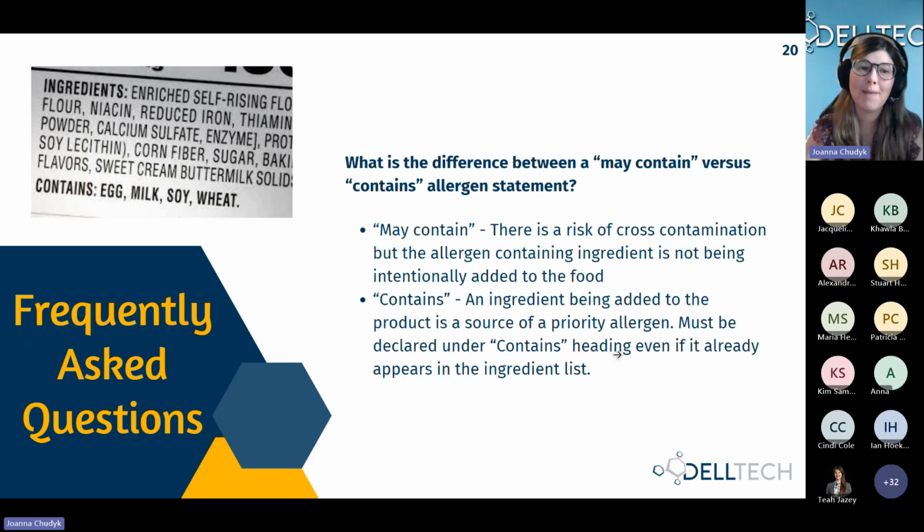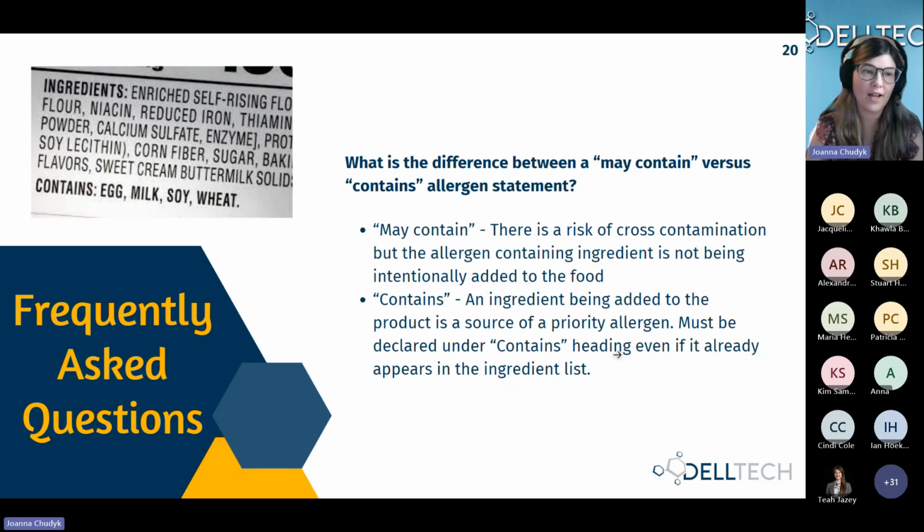What's the difference between a may contain versus a contains allergy statement? So I like to use an example for this. So may contain is related to any type of cross-contamination that might occur, and contains is if you're intentionally adding an ingredient that's a priority allergen into your product. So the example I like to use is you have a cereal product that's manufactured in the same facility as ice cream, and there's risk of cross-contamination present.